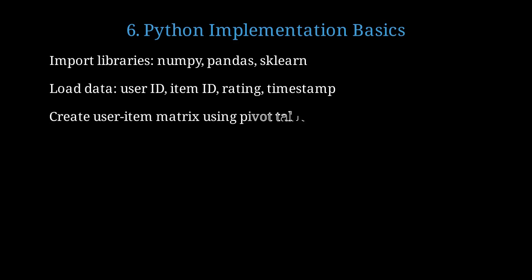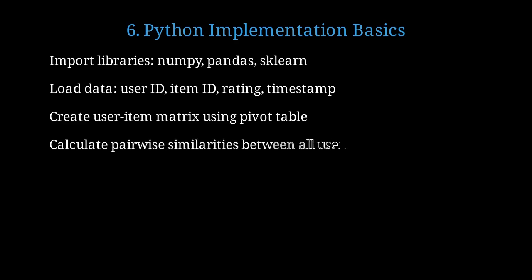Transform your data into a user item matrix using a pandas pivot table with users as rows and items as columns. Compute cosine similarity between all user pairs to create a similarity matrix showing how alike each user is to every other user. For recommendations, find the top k most similar users to your target user, typically k equals 5 to 20, depending on your dataset size.